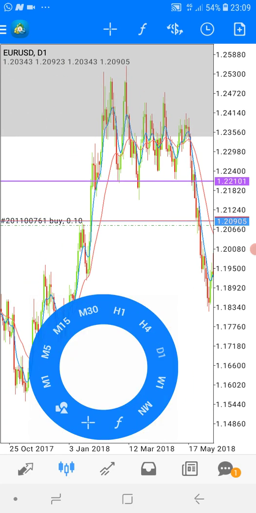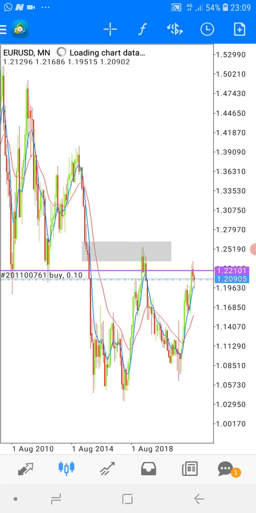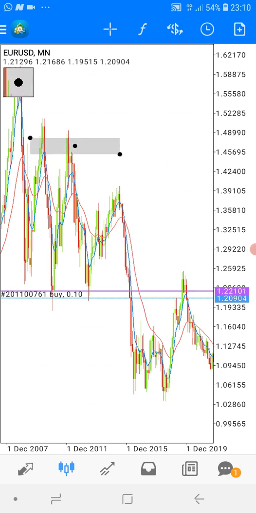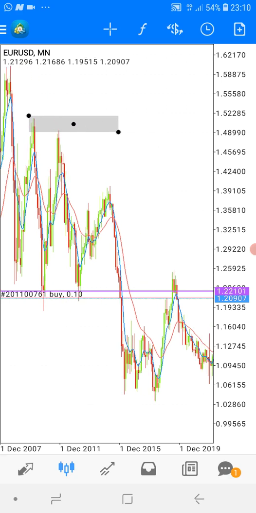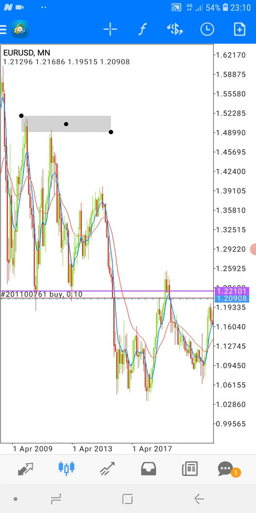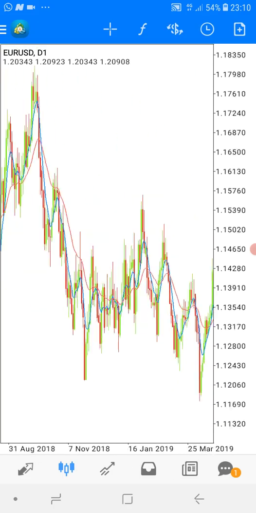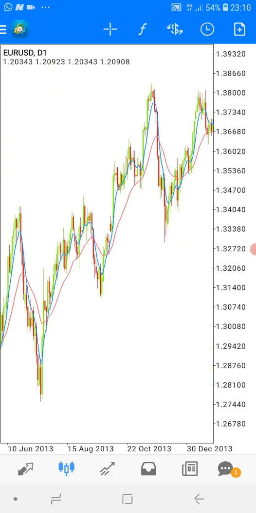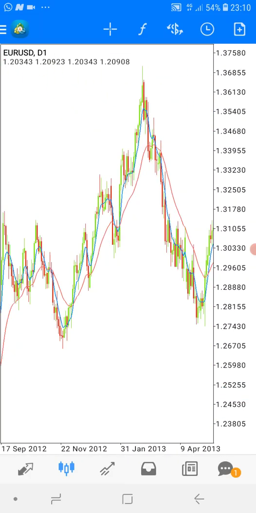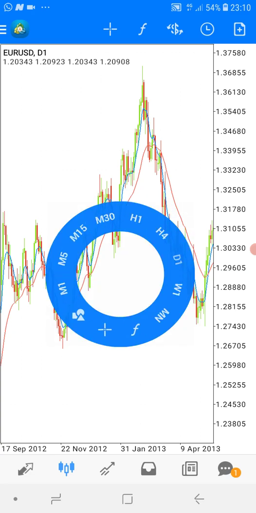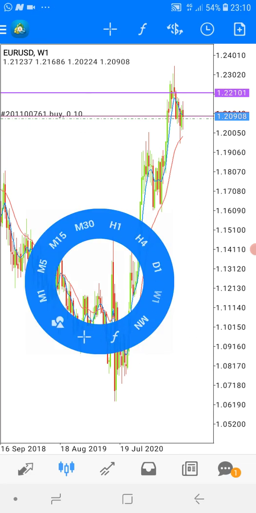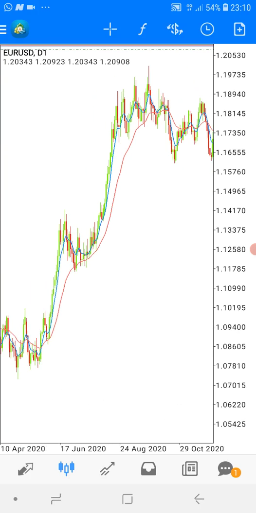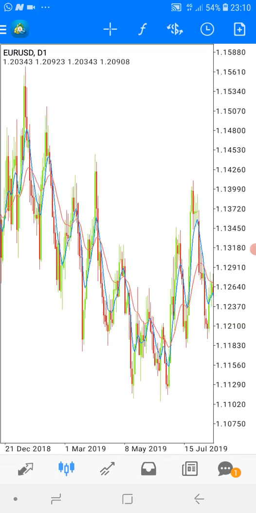Let's look for another example. Again, on the monthly, this is a zone that price tested. Let's go to the daily, just find that quickly. Hopefully it's not too far, but I think it's a bit too far. Okay, I think let's just go to the daily and just find examples over there.